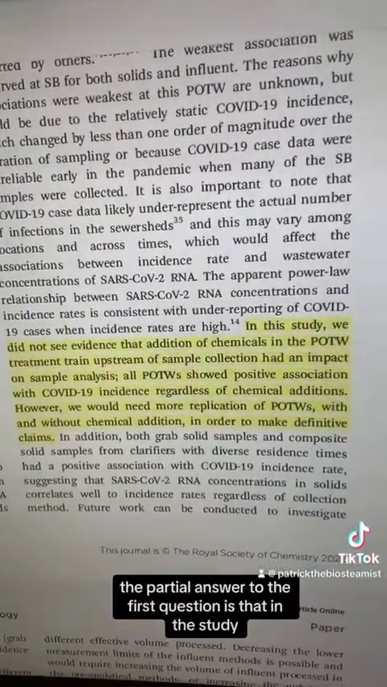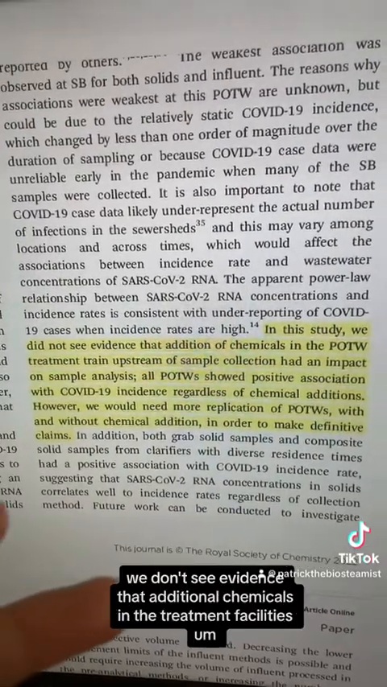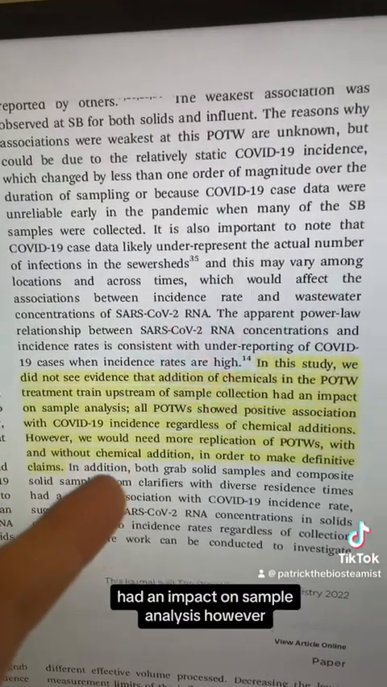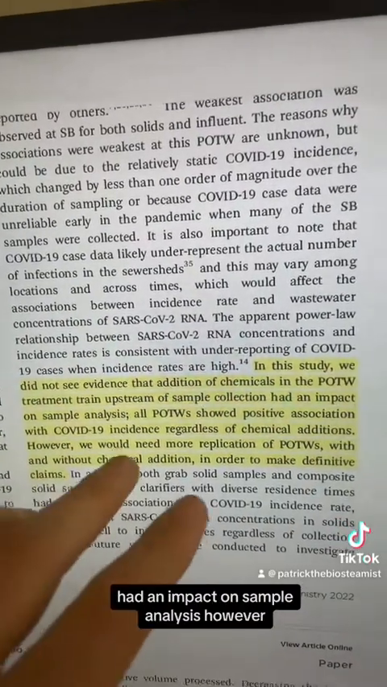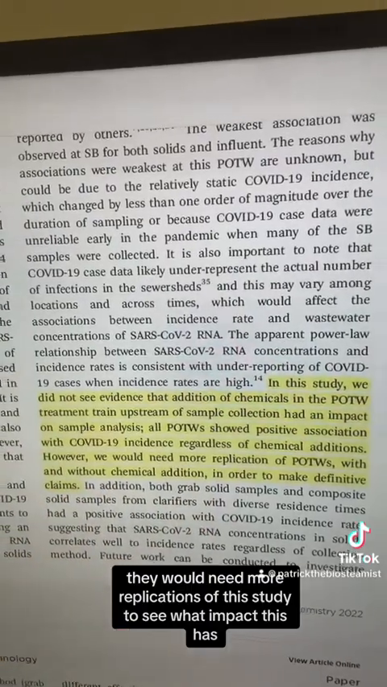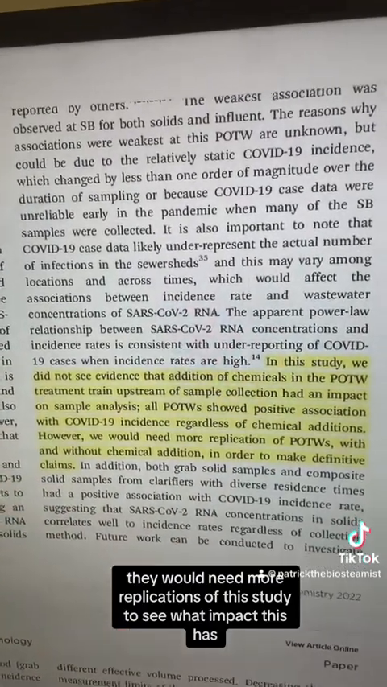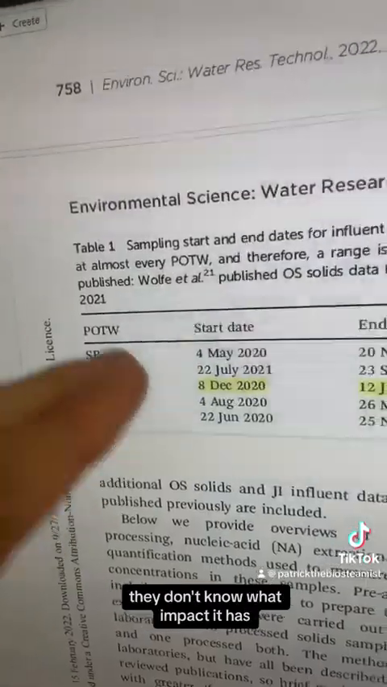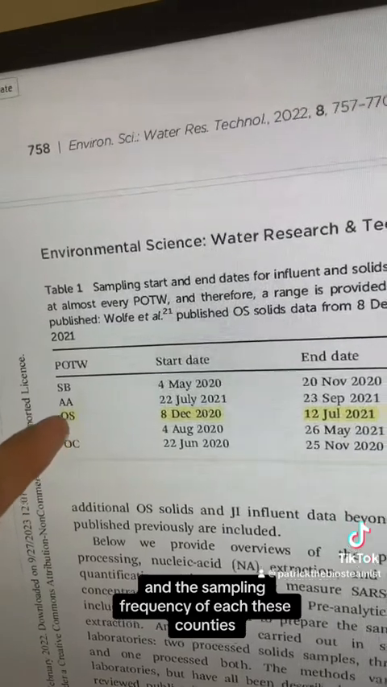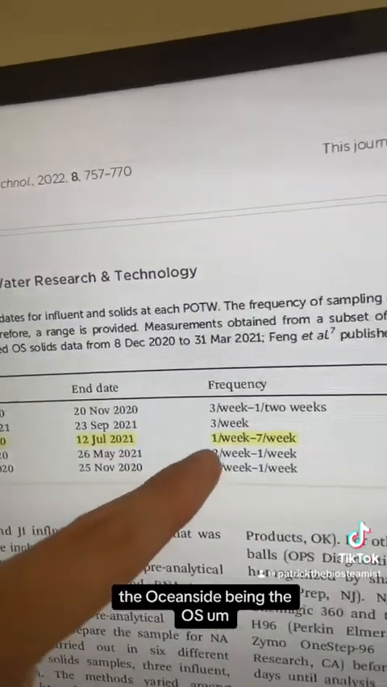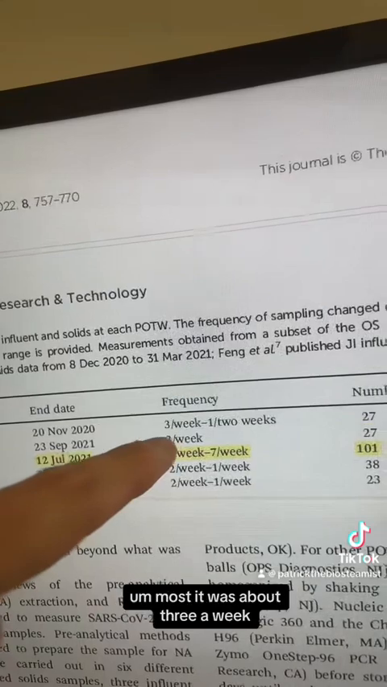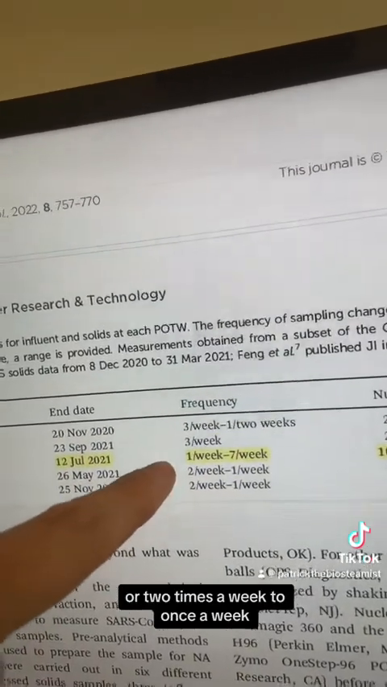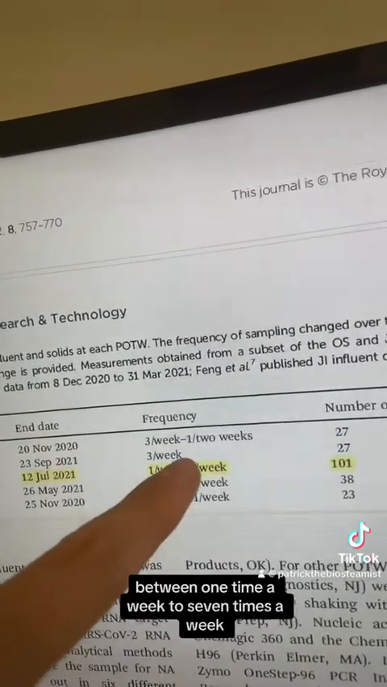The partial answer to the first question is that in this study we don't see evidence that additional chemicals in the treatment facilities had an impact on sample analysis. However, they would need more replications of this study to see what impact this has, so it would need a more focused study. So ultimately they don't know what impact it has. And the sampling frequency of each of these counties, the Oceanside being the OS, varied between each of them. It was about 3 a week or 2 times a week to once a week. Oceanside fluctuated a bunch between 1 time a week to 7 times a week.